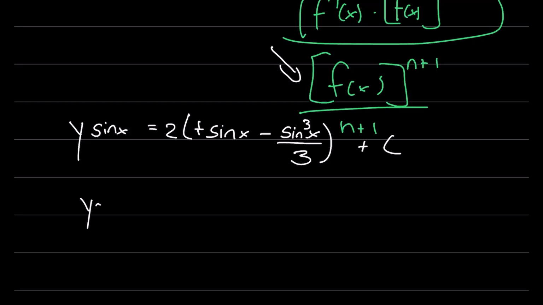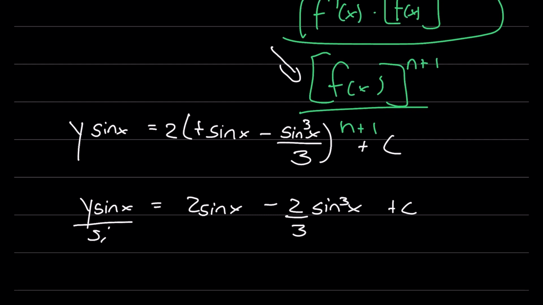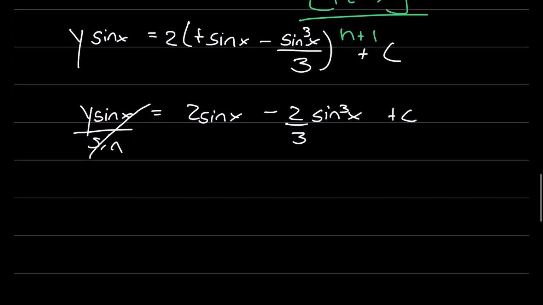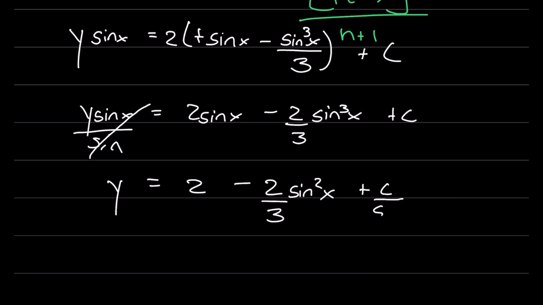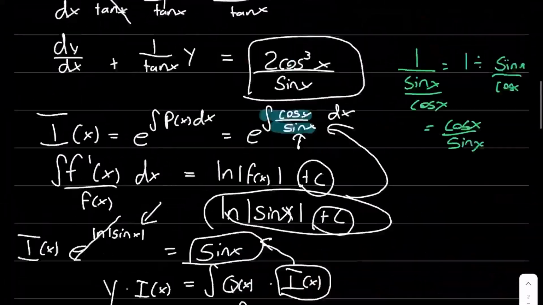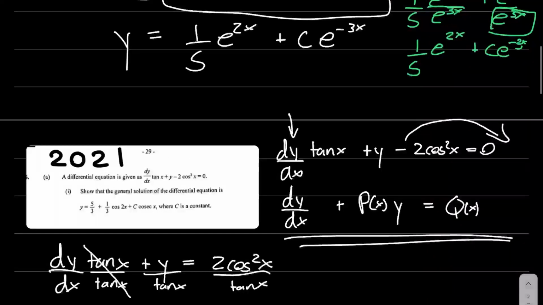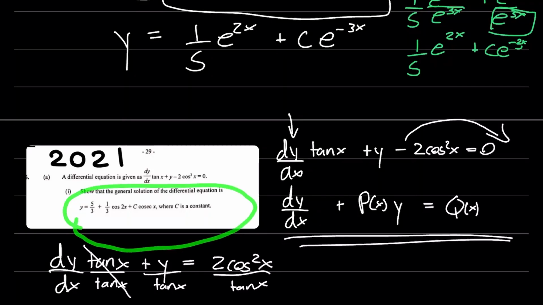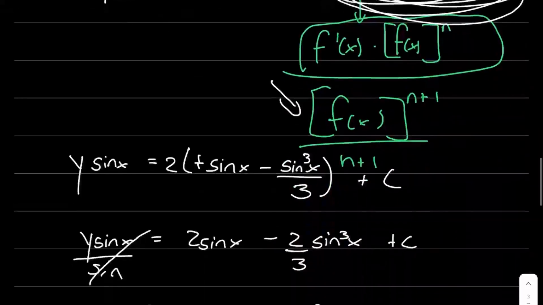So now what we have is y sine x is equal to 2 sine x minus 2 over 3 sine cubed x plus c. Now, whenever you see something like this, we need to make y isolated. This will leave us with y is equal to 2 minus 2 over 3 sine squared x plus c over sine x. So what did the question ask us to get? The question asked us to get y is equal to 5 over 3 plus 1 over 3 cos 2x plus c cosec x. But we don't have something in that form.